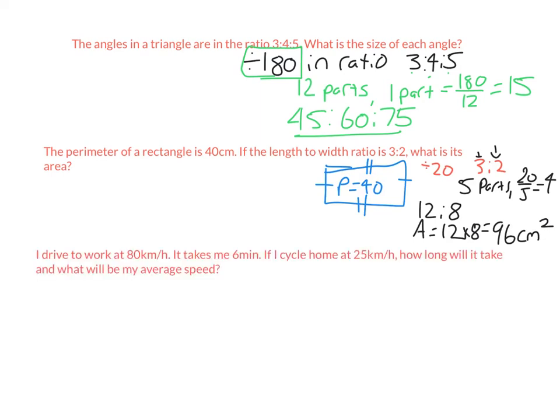So let's do this question. I drive to work at 80 kilometres an hour. It takes me 6 minutes. I then cycle home at 25 kilometres an hour, and I'm going to figure out how long it'll take me to cycle and what will be my average speed.